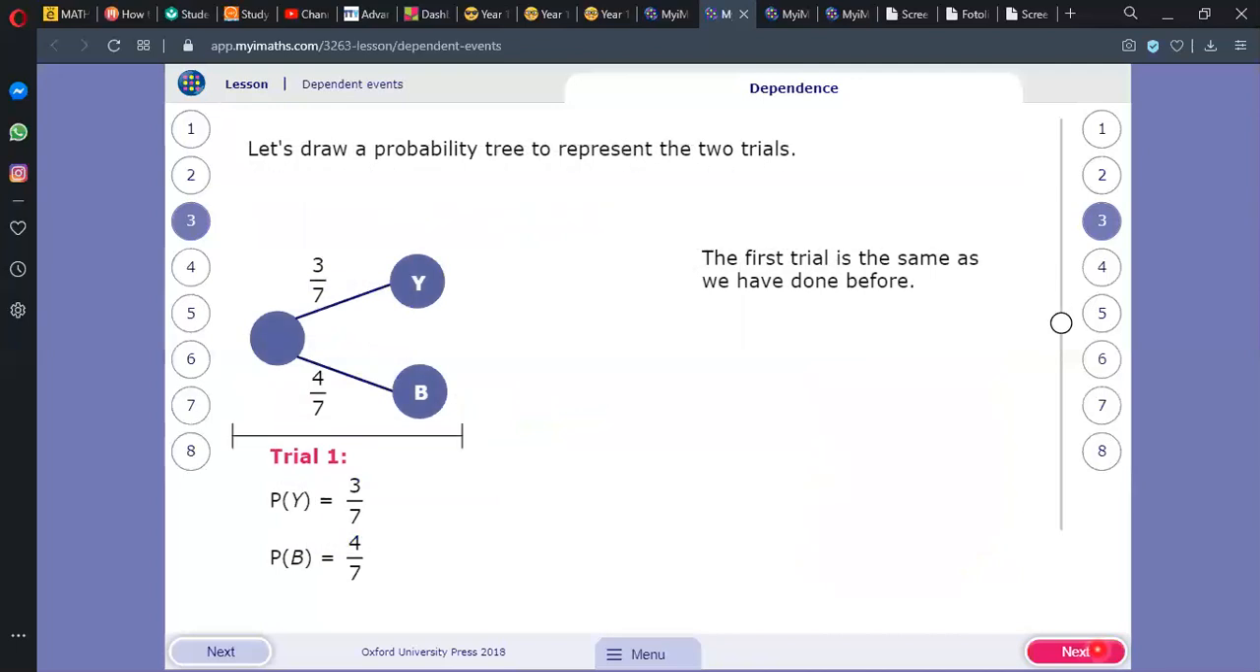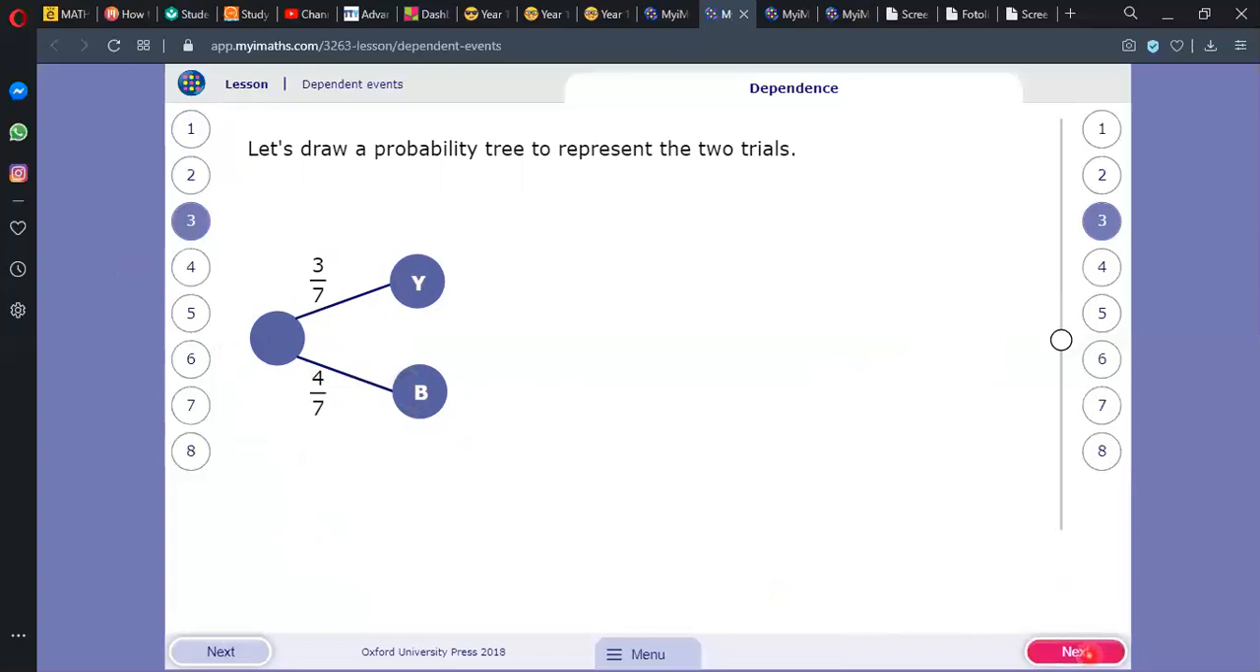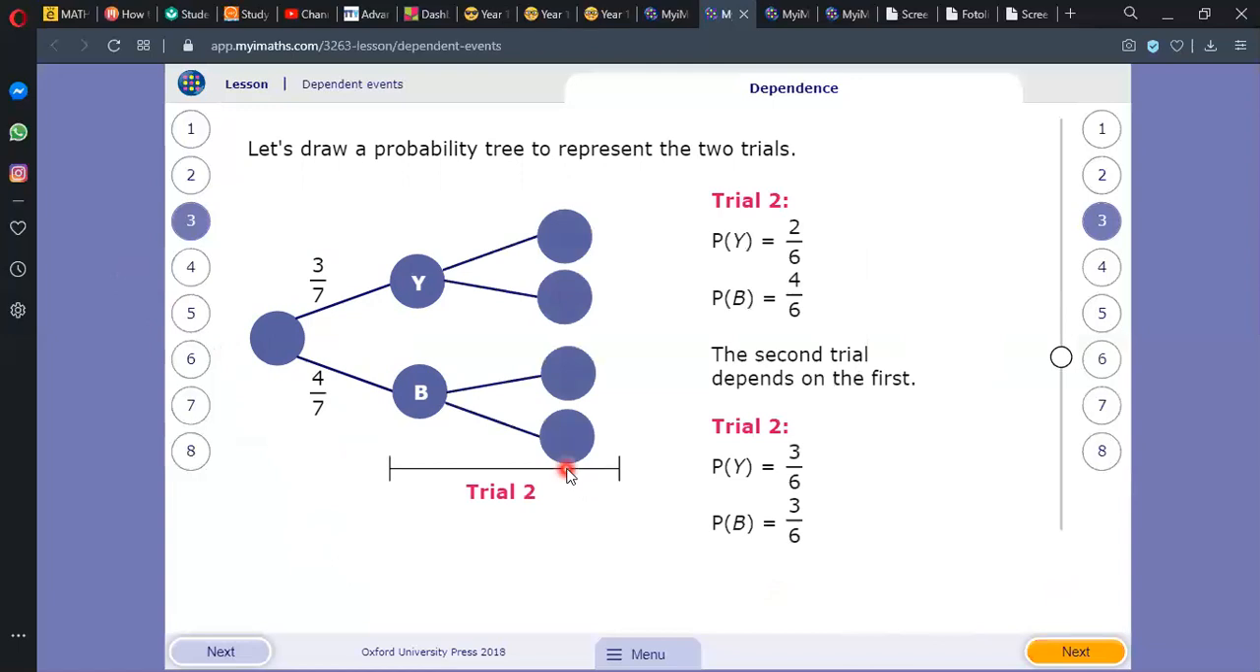Okay, guys, let's draw a probability tree to represent the 2 trials. So you have first 2 branches. Probability of Y for the first trial is 3 over 7, 4 over 7 for blue. Okay. In the second trial, see what happens. Aha. Can you see it now? Probability of Y is 2 over 6, of blue is 4 over 6 in the second trial, because the first trial was done without replacement. So it has affected the probabilities. There's a change. Okay. All right.